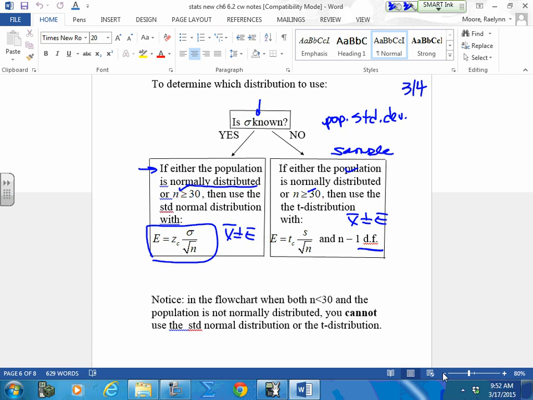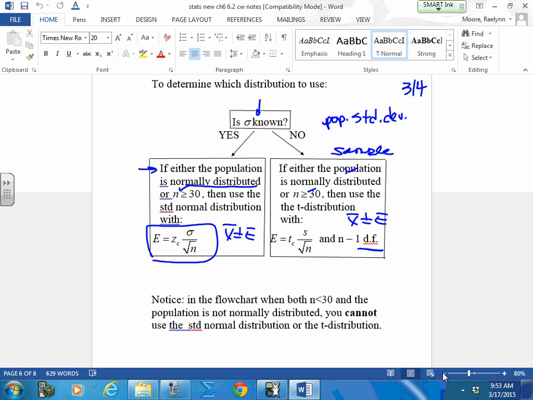Now notice it says, if n is less than 30, your sample size is less than 30, or it does not say it's normally distributed, you can't do any of these because it will not approximate a normal curve. And even your T is a series of curves until it gets close to your normal curve. So this is one of your criteria to use.